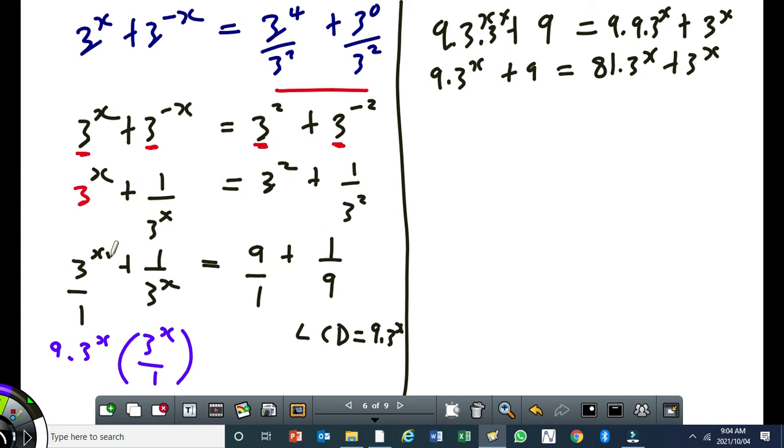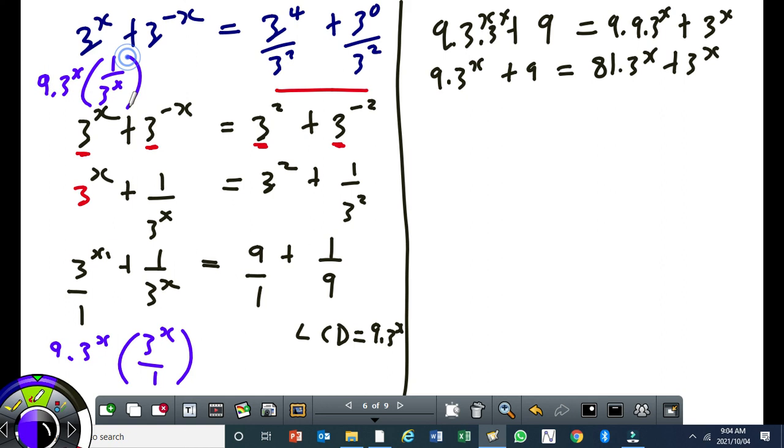Then you also multiply this. So let me use another pen. If I multiply 9 times 3 to the power of x times 1 over 3 to the power of x, do you see that these two here cancel out? And you're left with 9 times 1, which is 9. Are you following that? Then I'm here now.